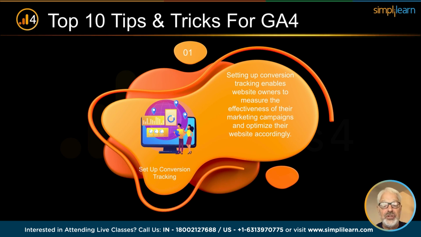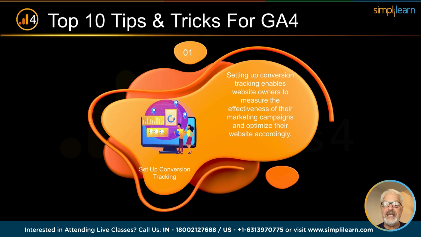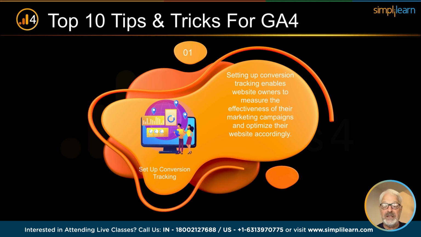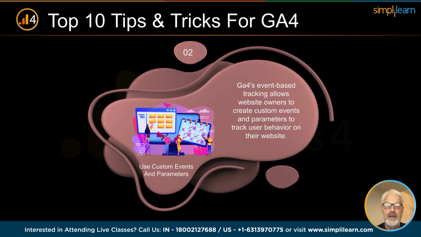Where in Universal Analytics you could set up goals to track conversions, in Google Analytics 4 you can set them up as events, and they enable you to measure the effectiveness of your marketing campaigns and optimize your websites accordingly. So very important to set up the conversion tracking. Google Analytics comes with a number of standard events and parameters, but I urge you to use custom events and parameters as well. Set up your own, track your own events.